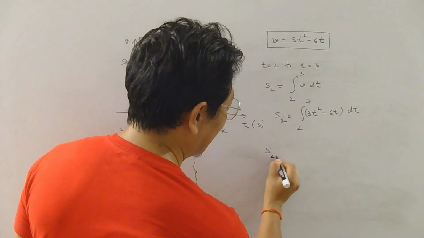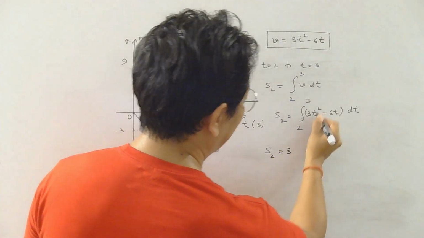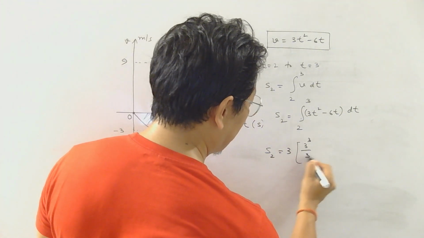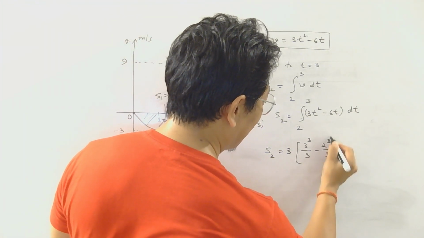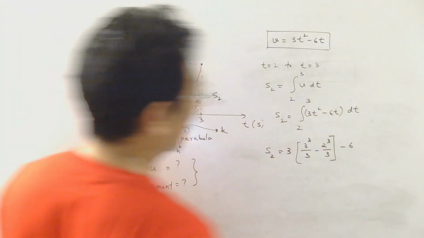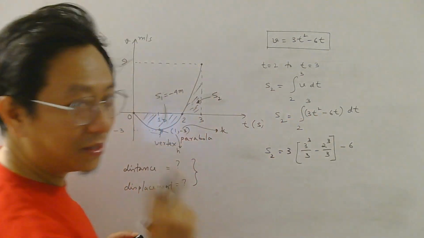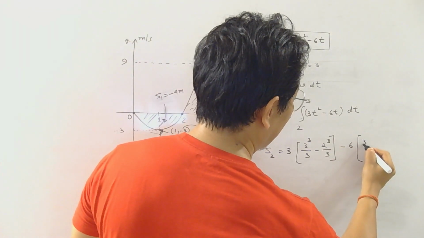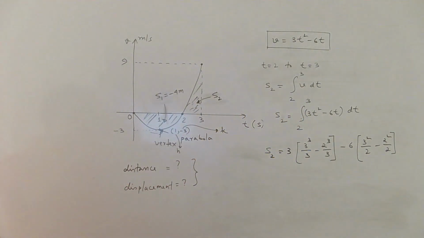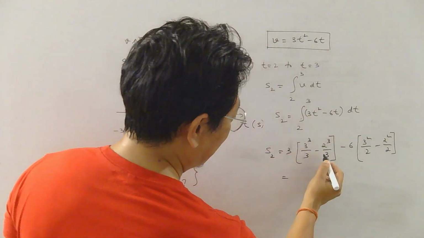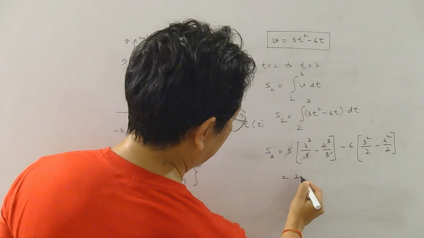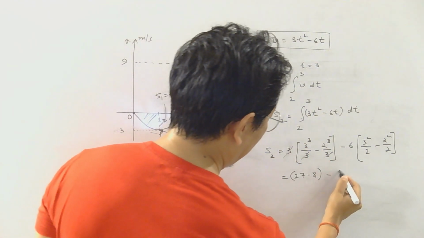So S2 will be, 3 will come outside, integral of t squared will be t cubed by 3, put upper limit 3 cubed by 3 minus 2 cubed by 3. Okay, this time you have to put the lower limit also, it's not 0. Minus 6 will come outside, integral of t dt, that will be t squared by 2, put upper limit 3 squared by 2 minus 2 squared by 2, right? If you take LCM 3, that 3 and this 3 will cancel, you will get 3 cubed, which is 27 minus 8, minus 6.